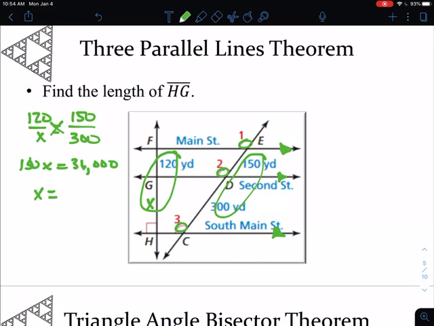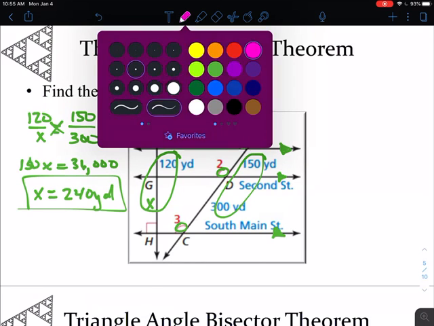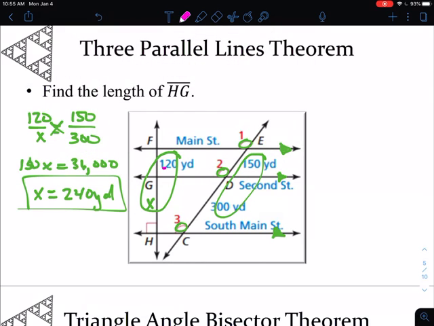And then if I divide both sides by 150, I get 240. And then my units would be yards. So line HG would have a length of 240 yards. And so again, that's my preference, is the top to bottom, but if it makes more sense to you to go left and right, the same thing should apply.